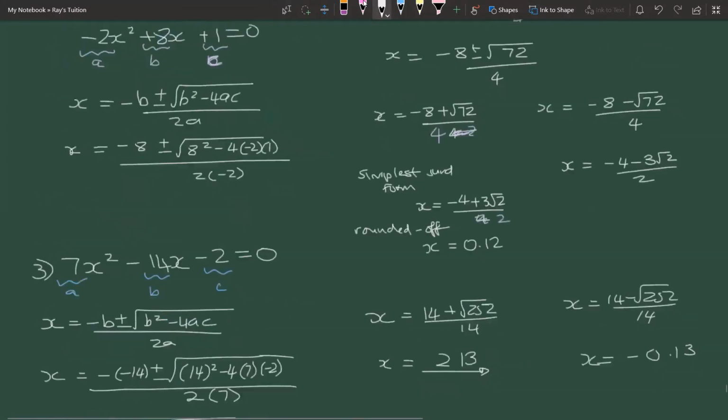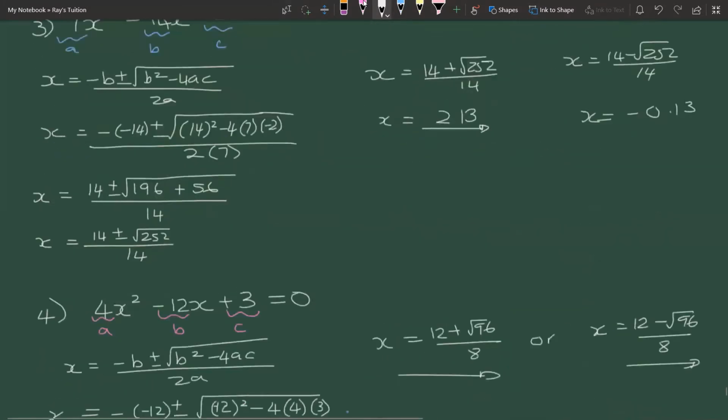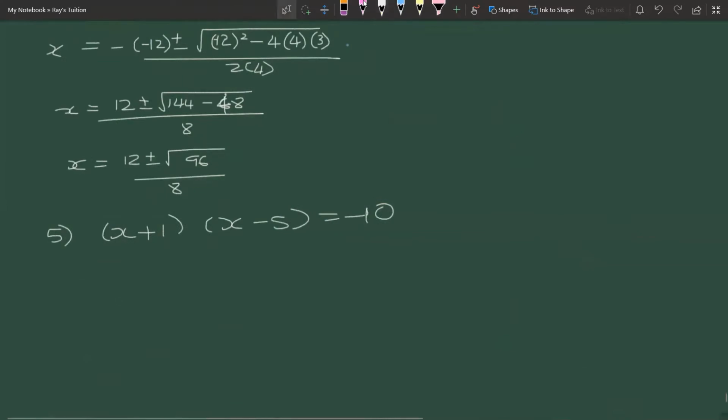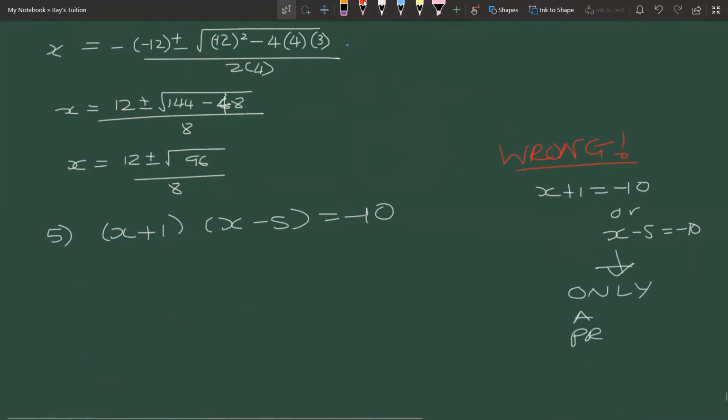Now, this is a way that they love to give the question where it looks like it's factorized and the wrong thing to do. So let me be very clear. This is the wrong thing to do. So do not do this, is to say x plus 1 is equal to minus 10 or x minus 5 is equal to minus 10. This thing where you say the one factor is equal to 0 or the other is only for 0. It's only a property of 0. So that's the way they trick you, is they make you think that you can use it on any number, and it's not true. We can only use it on 0.